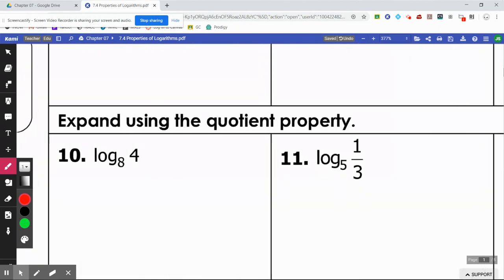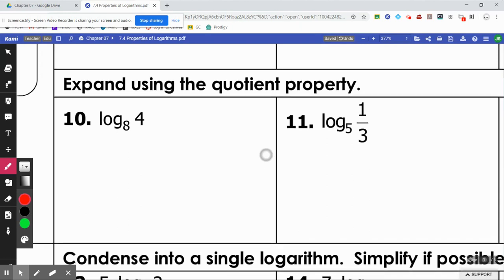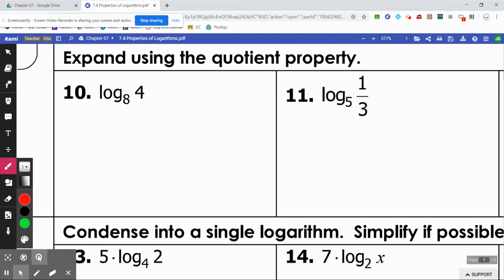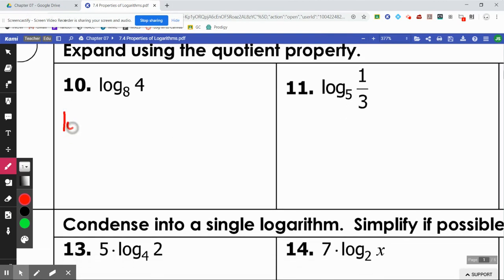Okay, now we're going to expand using the quotient property. Now I know 4, the number 4, there's several ways we could write that. We could write it as 8 divided by 2, 12 divided by 3, 16 divided by 4. Any of these would be fine. We're just showing you a little extra practice on how to use that quotient property. So we'll write it as 8 divided by 4.